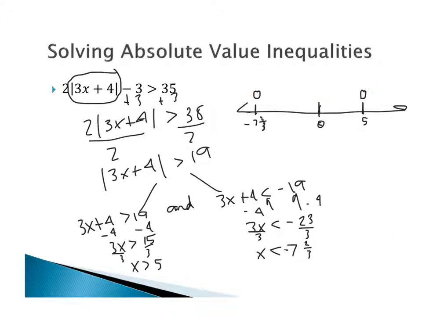The way to figure that out: if I look at x is greater than 5, at 5 my values are greater than, and then at negative 7 2/3, my values are less than, so that would be to the left. So this one is actually shading away from 0. All right, let's look at another one.